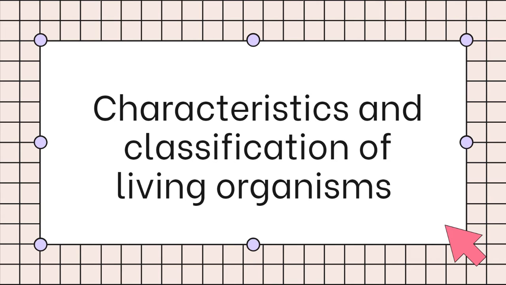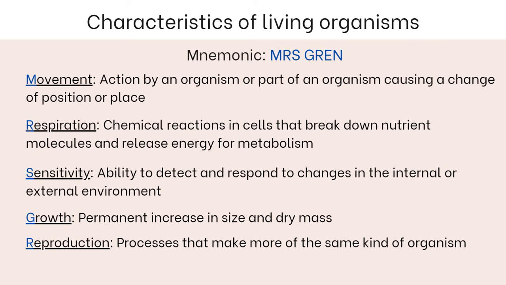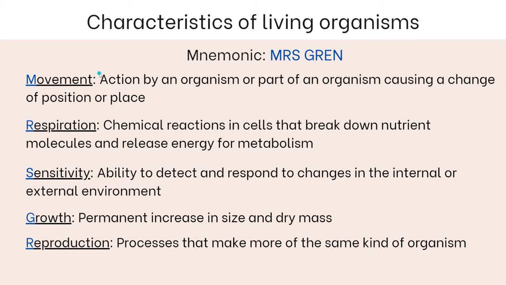So today we are going to go through the topic characteristics and classification of living organisms. There are 7 general characteristics of living organisms. First, we have movement. This is basically the action by an organism or part of an organism which causes a change of position or place.